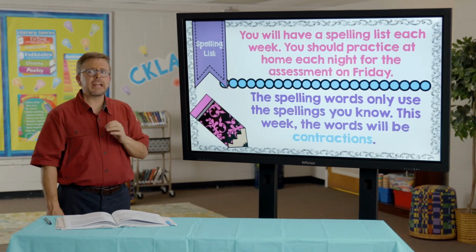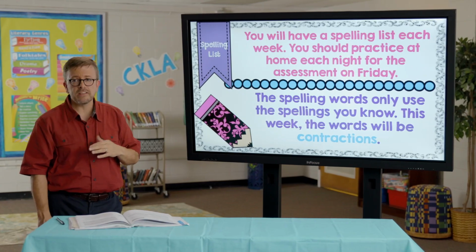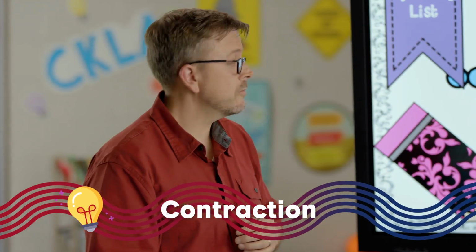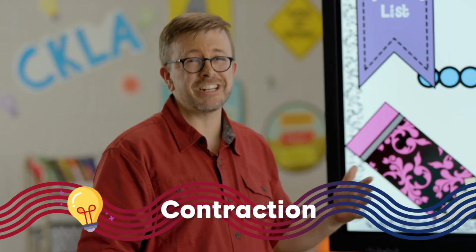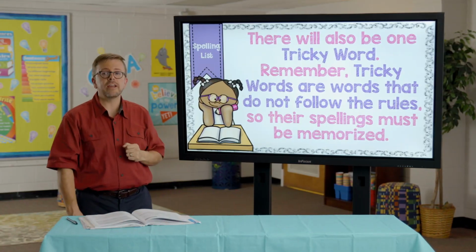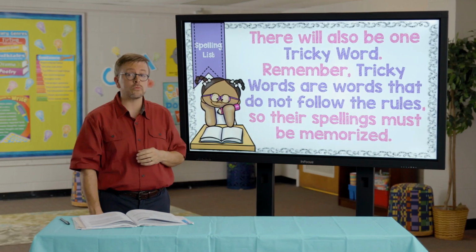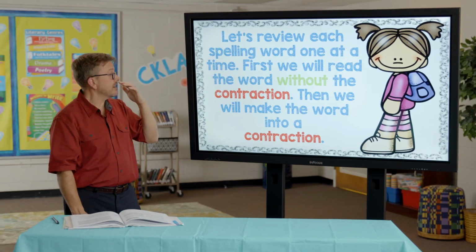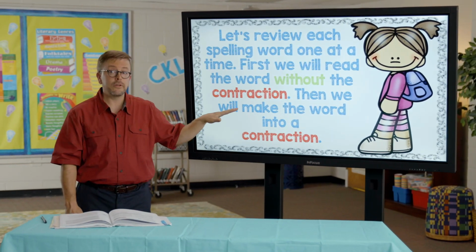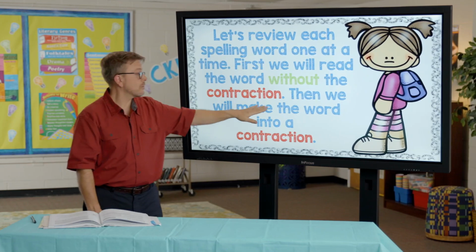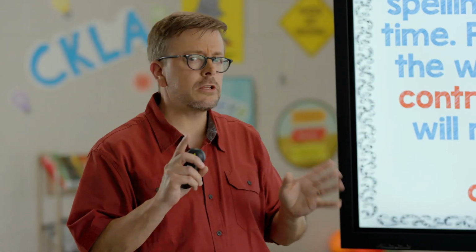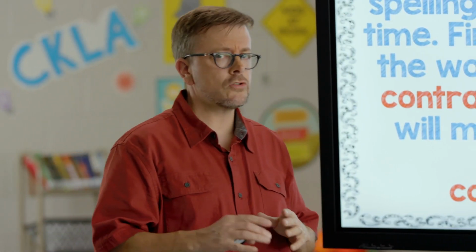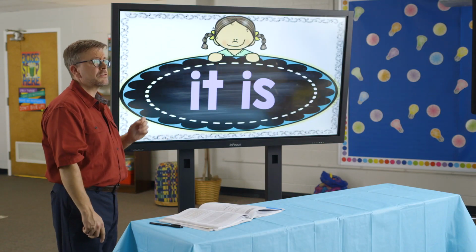So each week you're going to get a list of spelling words. And in this week's list, 11.1, we're going to be working with contractions. So we have to review and think about what a contraction is. And we'll also have a tricky word in addition to the contraction words that we're going to review. So let's review each of the spelling words one at a time. First we're going to read the word without the contraction. Then we're going to make the word into a contraction. So we're going to talk a little bit about what makes that a contraction and what words make up the contraction. So let's look at this first one.